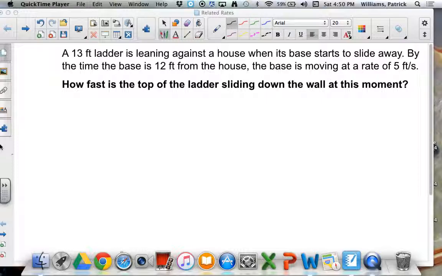So let's look at this problem right here. We have a 13-foot ladder leaning against a house when its base starts to slide away. By the time the base is 12 feet from the house, the base is moving at a rate of 5 feet per second. How fast is the top of the ladder sliding down the wall at this moment?